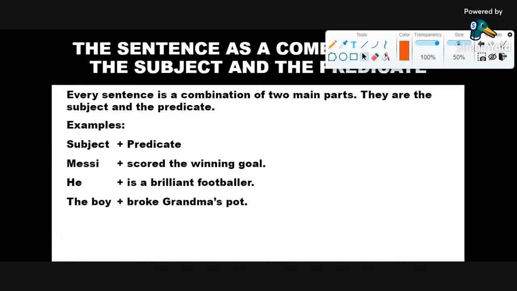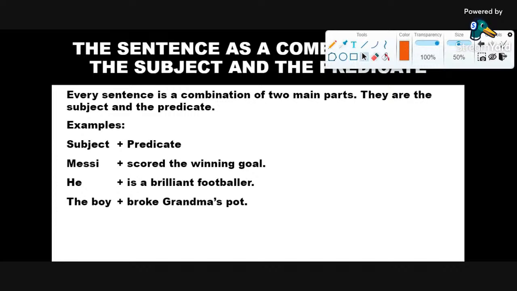So let's try to identify the subject in the second sentence. Look at the second example. He is a brilliant footballer. First, remember that the subject is who or what the sentence is about. So the subject is he. He is a pronoun. Now let's find the predicate.